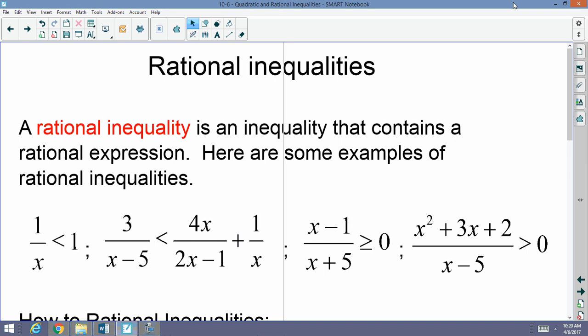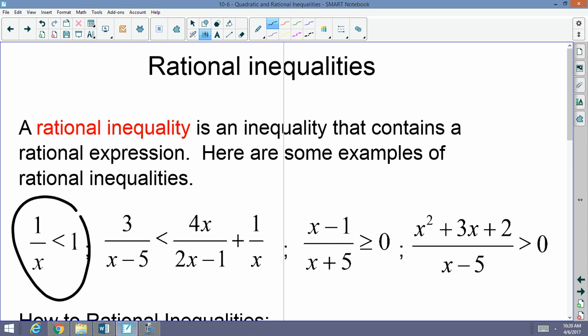Now, a rational inequality is an inequality that contains a rational expression. Well, what's a rational expression, Morrow? That may be a question you're asking. A rational expression is any expression where you have a variable in the denominator. So, for example, all of these are examples of rational inequalities.